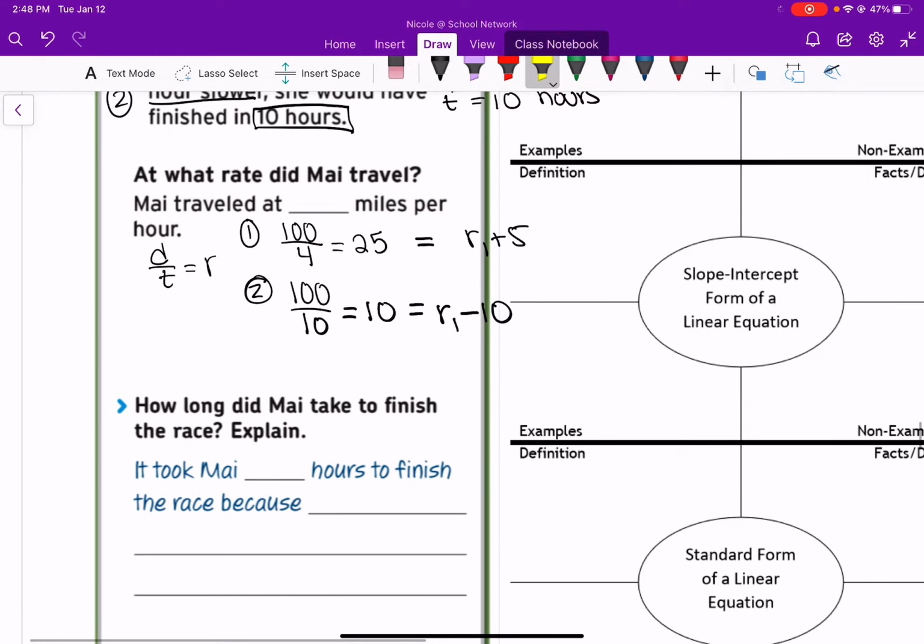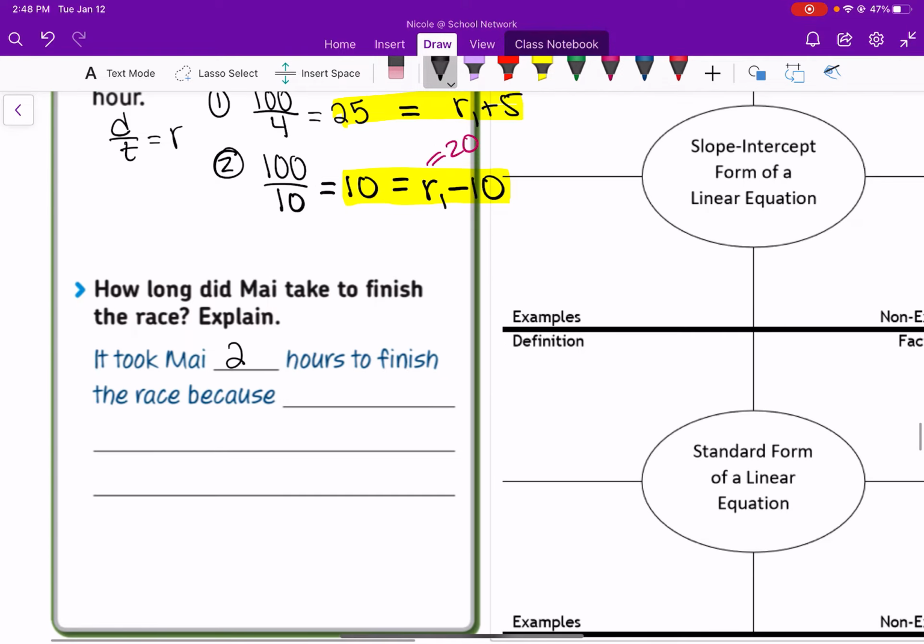Okay, so now we have these two equations. And is there an R1 that satisfies both? So looking at equation 1, R1 plus 5 is equal to 25. Well, solving for that, R1 must be 20. Does it work here? 20 minus 10? Yes, that's 10. So here, from these hints, she travels 20 miles per hour.